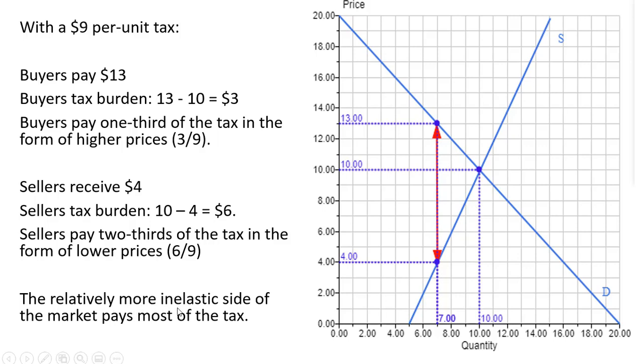The relatively more inelastic side of the market, in this case the supply curve, is more inelastic than demand, so sellers are going to pay the majority of the tax.